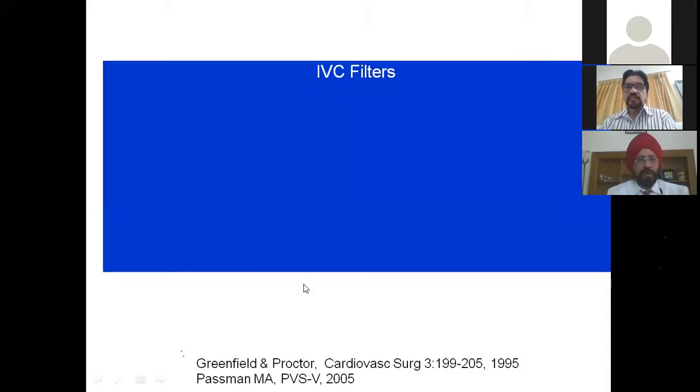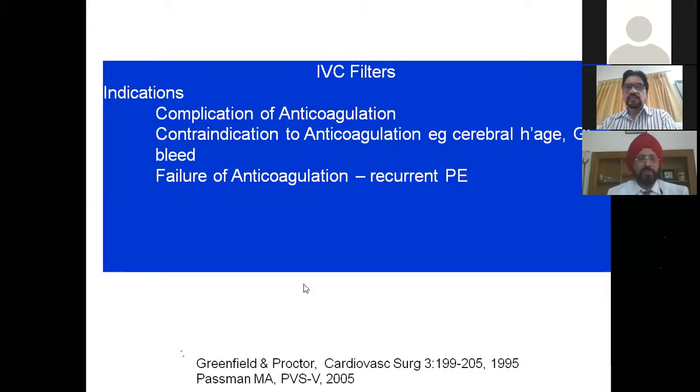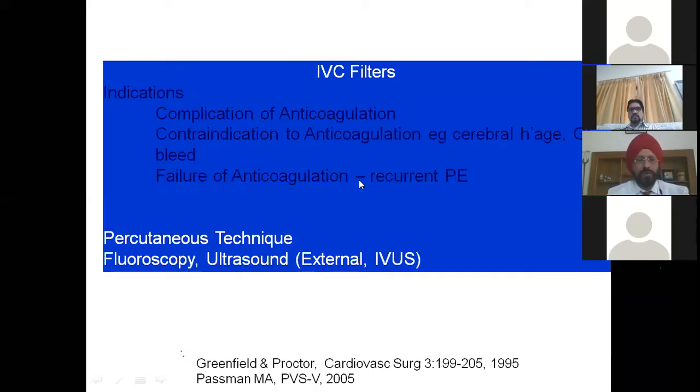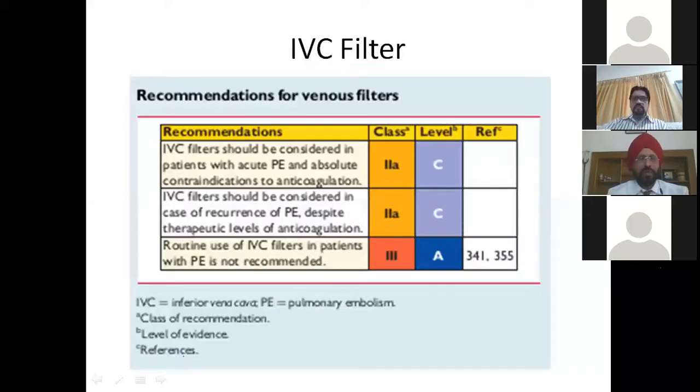Very few indications now. Earlier, maybe 5, 6, 7 years back, I used to use a lot of them. And now, as per the guidelines and as per our own experience, there are very few, like complication of anticoagulation, failure of anticoagulation, recurrent pulmonary embolism. These are the very few indications left for IVC filters.